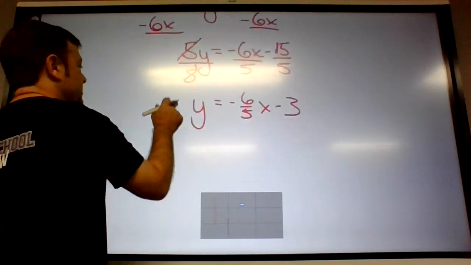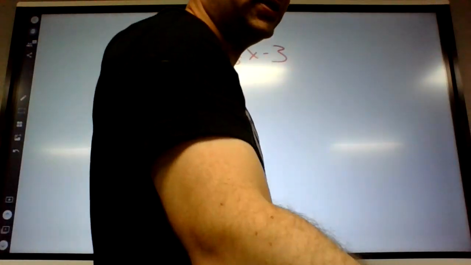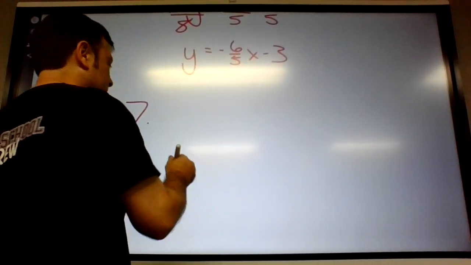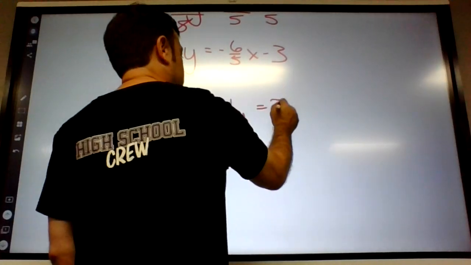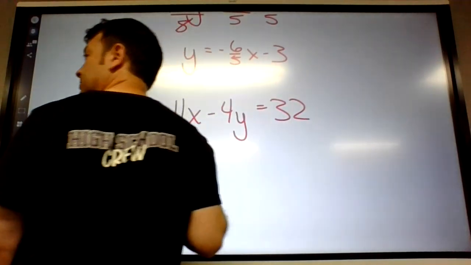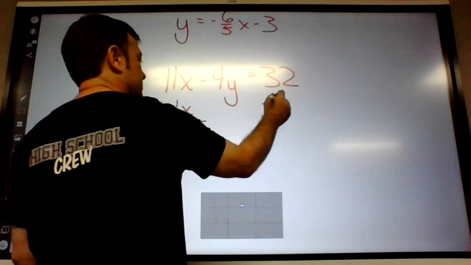Alright. 7. Last one of these, well, for me anyway. 11x minus 4y is 32. Alright, Gianna, what would this be? Subtract 11x and then divide by -4.